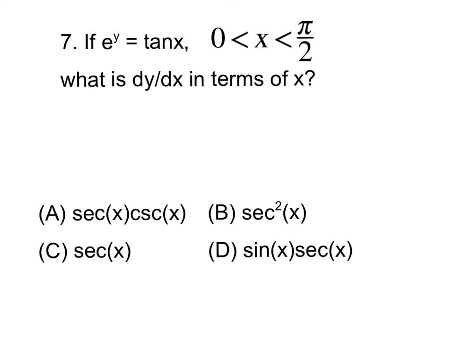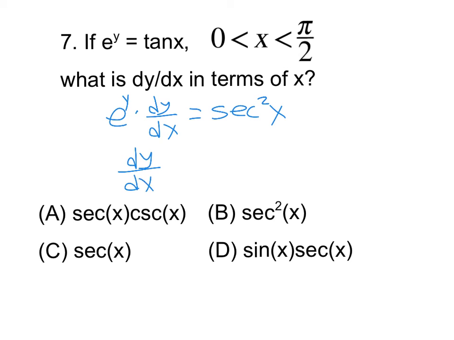Okay. If e to the y equals tan x, all right, pause the video. Multiple choice, so make sure you figure out your answer. All right, derivative of e is itself, so e to the y dy dx equals secant squared of x. So we get dy dx equals secant squared of x over e to the y. Now notice there's only x's in this. So we have to look at our original problem, e to the y equals tan x.